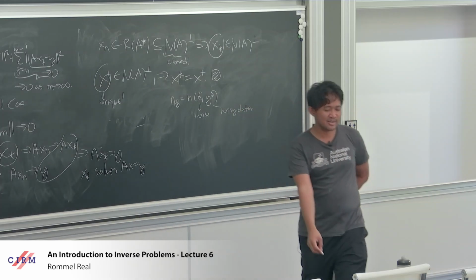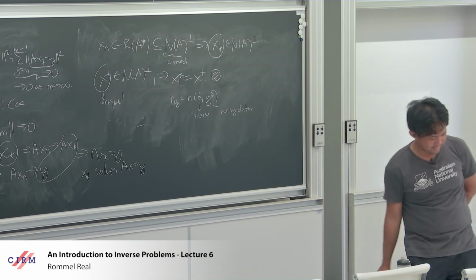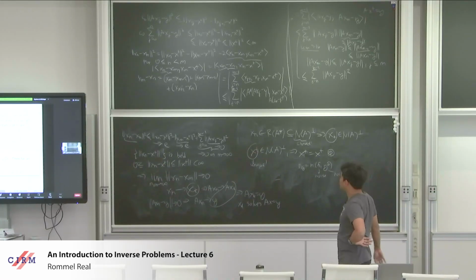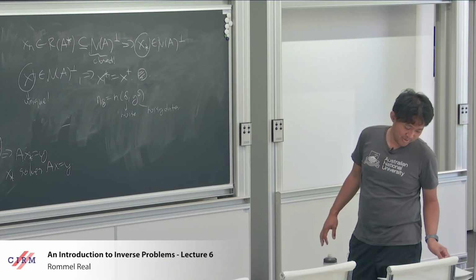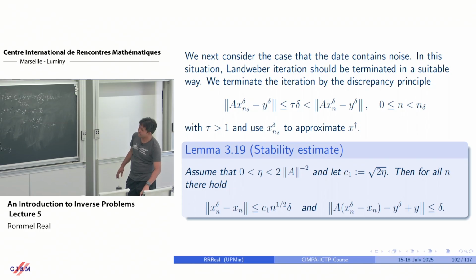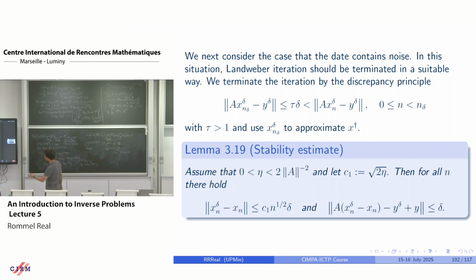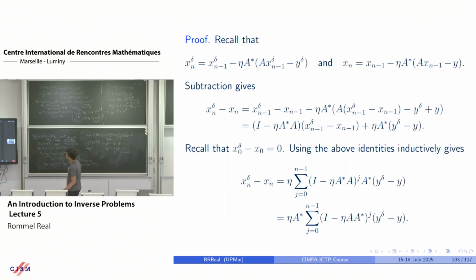And to prove this lemma, we can use again the same procedure as what we used. So let's try to see the proof and sketch it as much as possible. First, in the first step here, we recall the iterates of the Landweber iteration with noisy data and the one with the exact data.